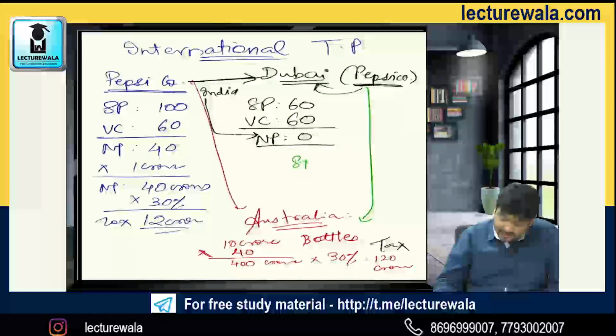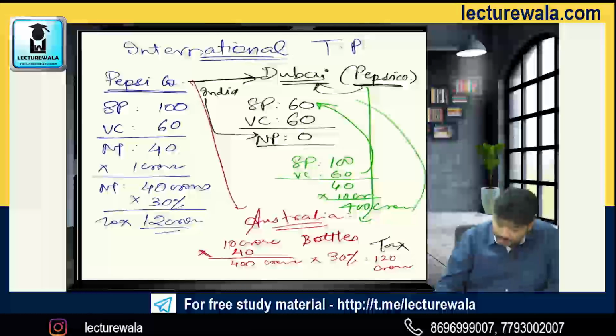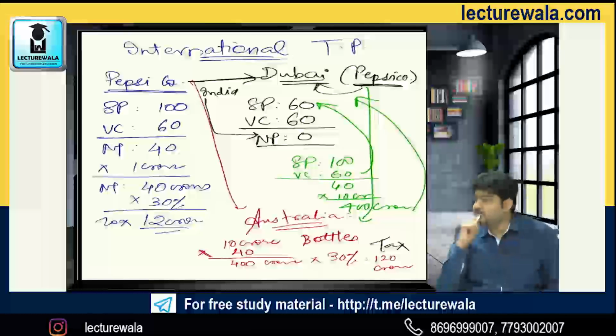So now they will sell it to Australia at 100 rupees. Variable cost for them is 60 rupees. So can I say it is 40 into 10 crore bottles? So now they will earn 400 crore rupees. Who will earn 400 crore rupees? Dubai PepsiCo will earn 400 crore rupees. How much tax does it have to give? Nil, because there is no concept of corporate tax in Dubai.